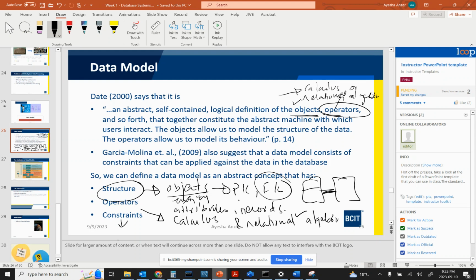The constraints: in order to represent certain rules or concepts, we have to make sure that we are following certain available constraints. There are a number of them. We have entity constraints, a domain constraint, a referential constraint, and we have enterprise constraints as well. This is something we will discuss in our next video.